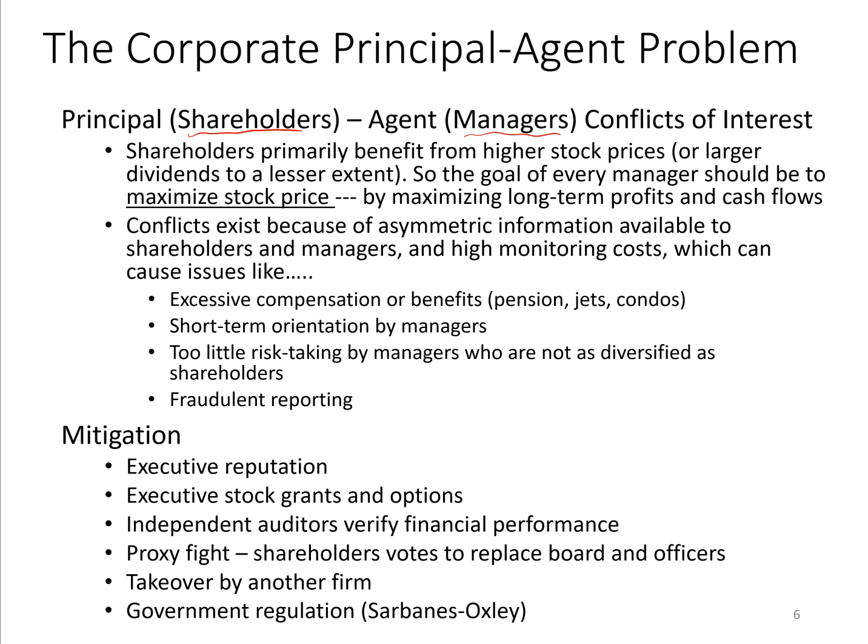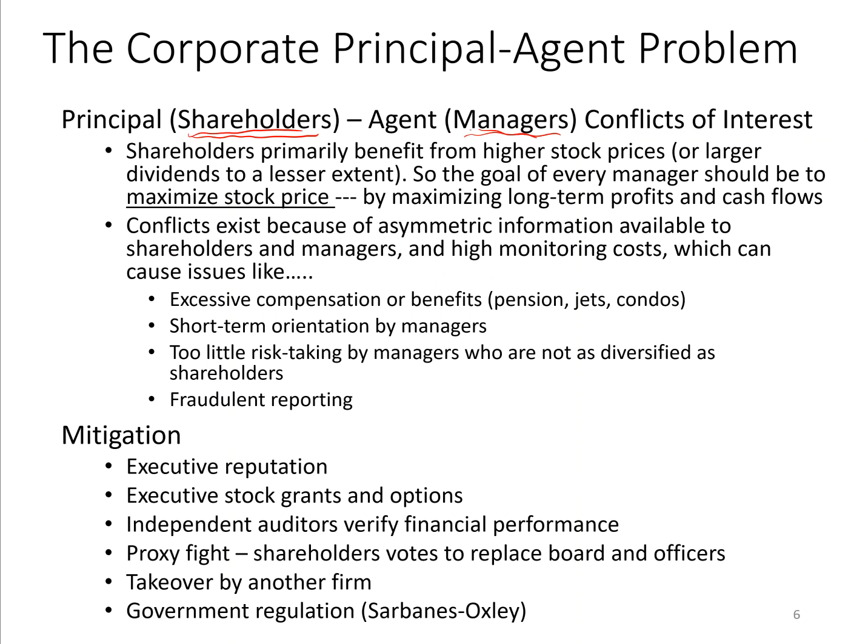So you, as a shareholder, you're the principal in this relationship. The managers of the company are the agent. And so what kind of conflicts of interest can come about? You just want to have more wealth, so you want the stock price to go up. So let's think about this. Conflicts exist because there's asymmetric information available to shareholders and managers.